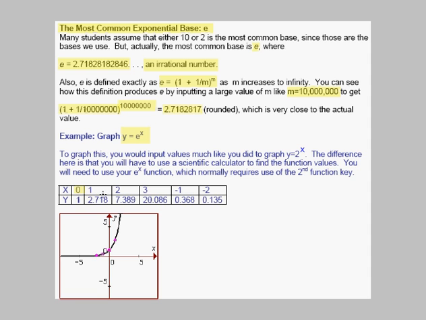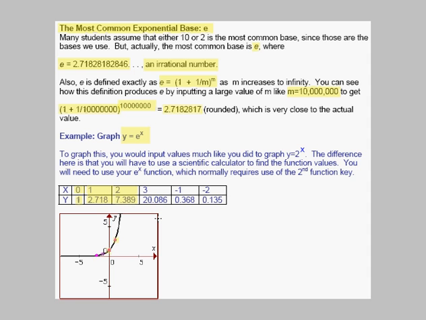The first one's easy. When x is 0, y will be 1, because e to the 0 is 1, just like anything to the 0 is 1. So that gives us this point right here on the y-axis. Now, when we pick x equal 1, we get e to the 1 power, which is 2.7182818, but I'm just going to round it to 2.718. So that gives us the point 1, 2.718. When x is 2, we get e squared for our y value.